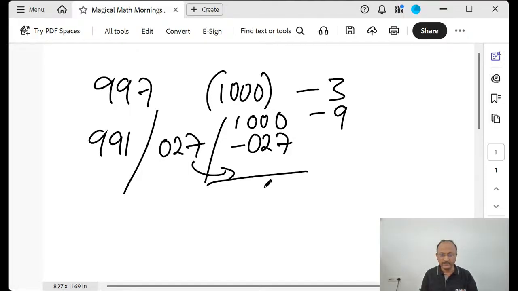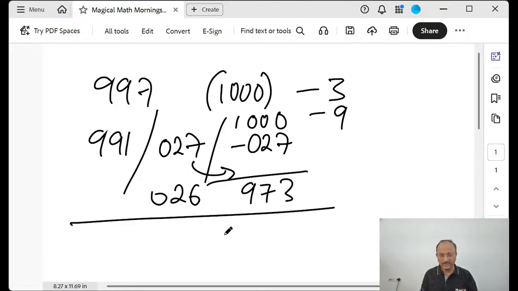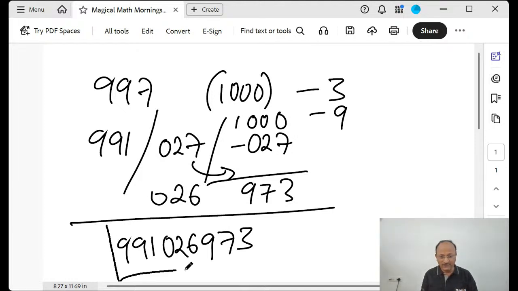What we get? 973 minus 27 is 973 with 26... Sorry, 973 we'll write all because there are 3 zeros and only 3 digits are there. Here we are going to write 026 as it is, and 991. 991,026,973 is the cube of this number.